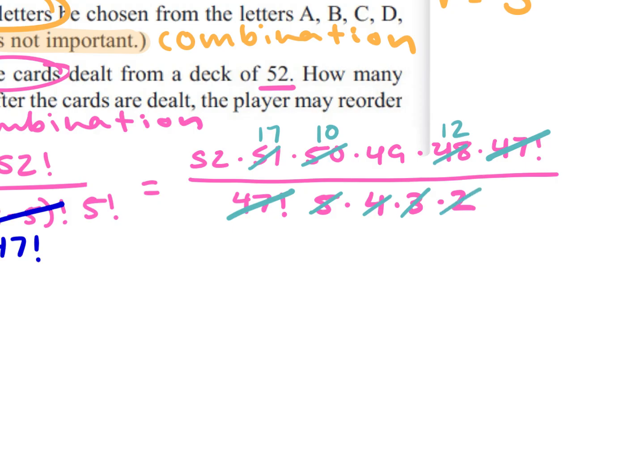And then 2 goes into what? How many times? 26. So now we're just multiplying 26 by 17 times 10 times 49 times 12. Now if you want to do it both ways just to check your math, you totally can. Do it both ways, but make sure you put the denominator in parentheses. So 26 times 17 times 10 times 49 times 12. So this would give us 2,598,960.